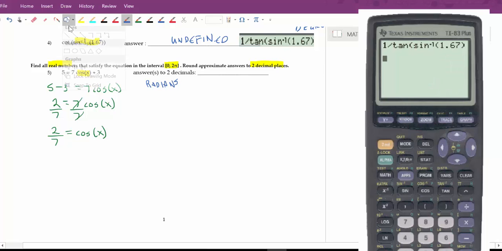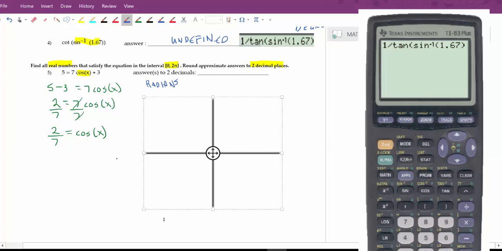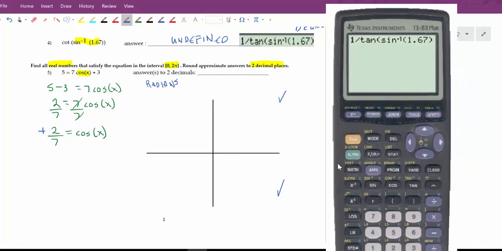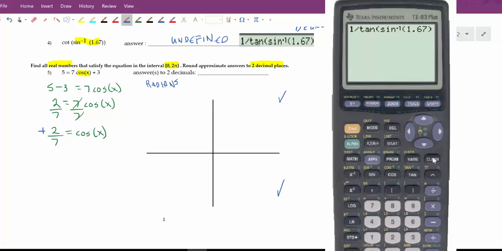And really what you have to do is realize what's going on on the unit circle in this problem. This is where students a lot of times mess up. This is a positive number, so the cosine is positive in quadrant 1 and quadrant 4. You have to have that knowledge, of course. Now we're going to put this in our calculator: inverse cosine of 2/7. That gives an answer of 1.28.